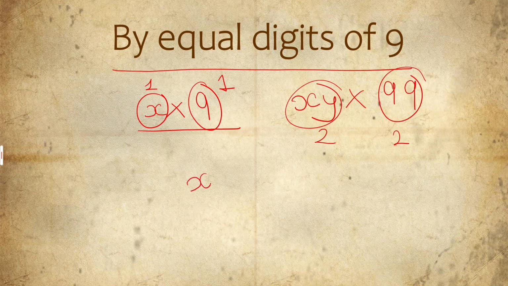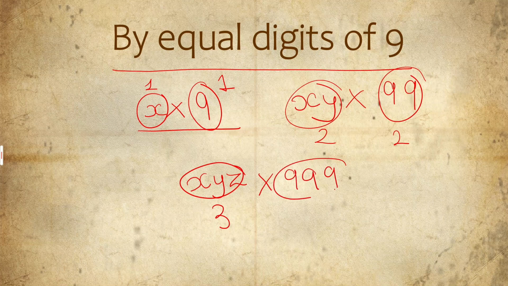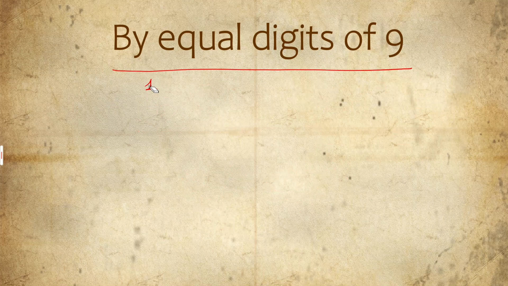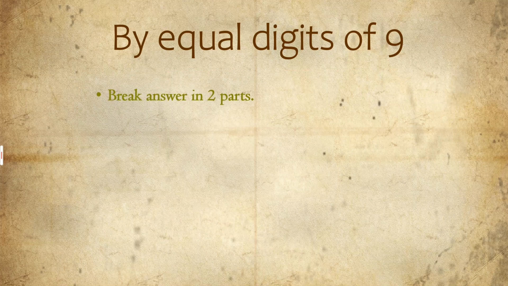If I'm multiplying xyz, a three-digit number, then guess what I will be multiplying it with if I have to apply the equal digits of 9 rule? Well, you are right, 999, because this also has equal digits, that is 3 and 3. We're going to delve into this further with the help of examples. Now let's have a look at the rule.